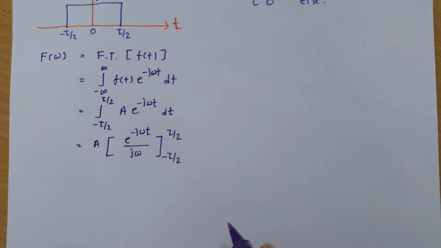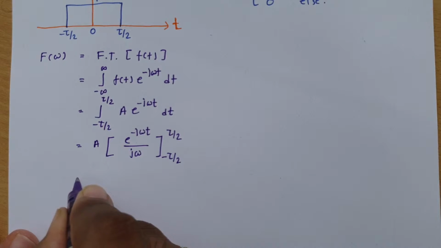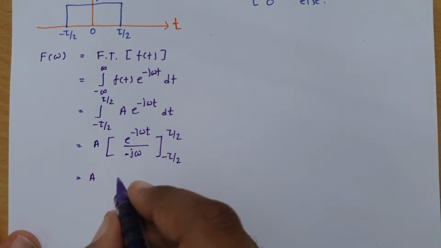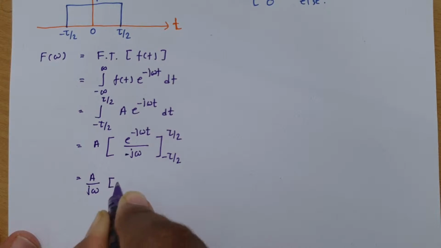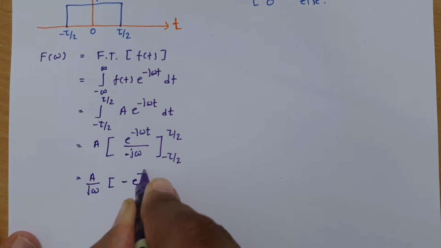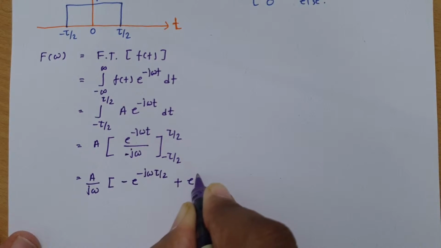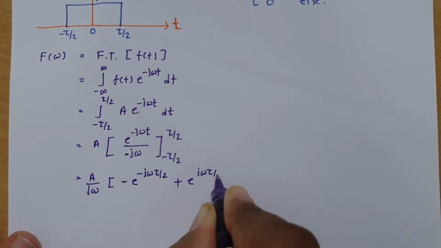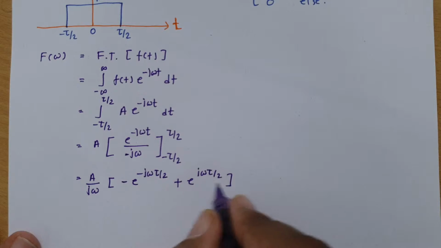So now we need to identify this, and I will be simplifying this function. So let us place limits. So minus j omega in denominator, it will be like this. So a by j omega, into negative sign is there, so minus e to the power minus j omega instead of t, τ/2, minus minus plus e to the power j omega, minus minus plus again τ/2. So that is what after limits we can have.